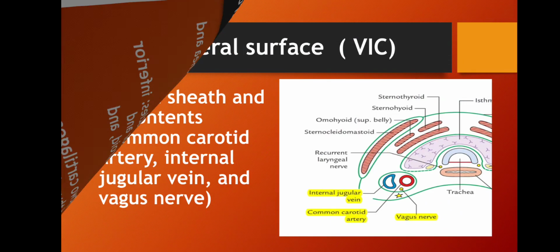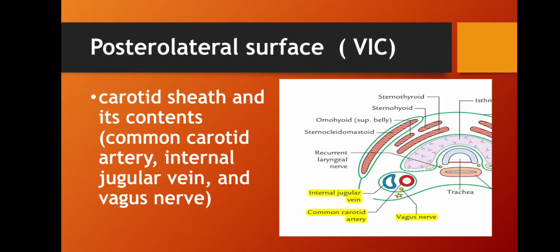Next, posterolateral surface. What are the structures of the posterolateral surface? See this green colored line, it is the carotid sheath. This carotid sheath contains the internal jugular vein, the blue colored one, the common carotid artery, the red colored one, and the vagus nerve, the yellow dot. So these are the three structures related to the posterolateral surface of the thyroid gland.